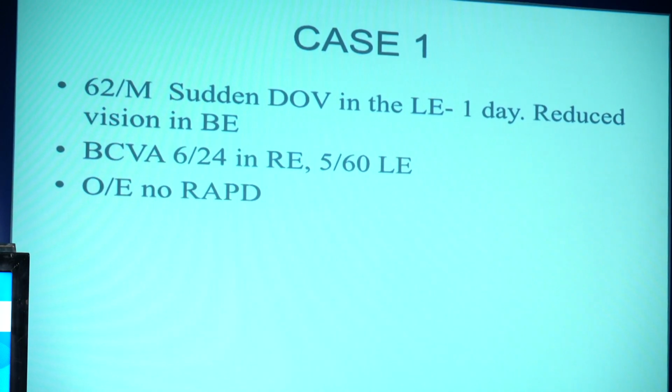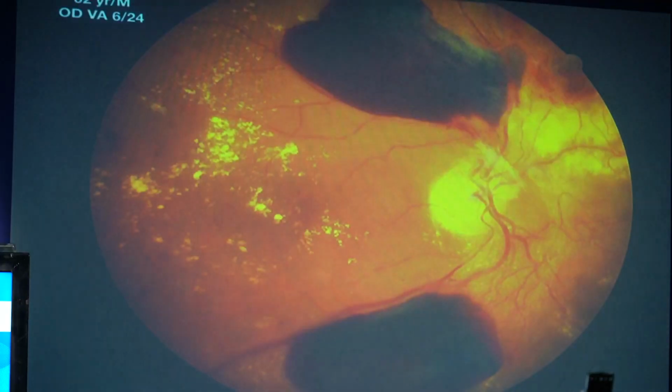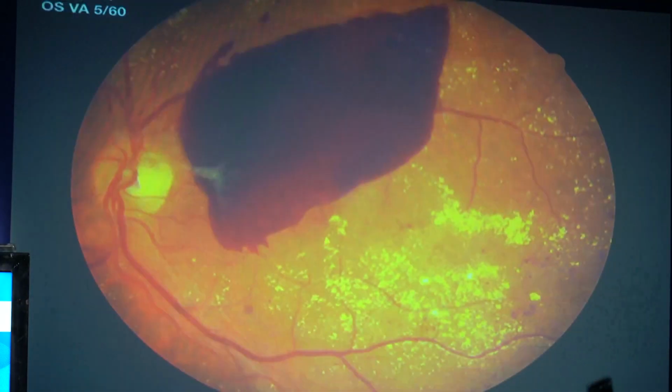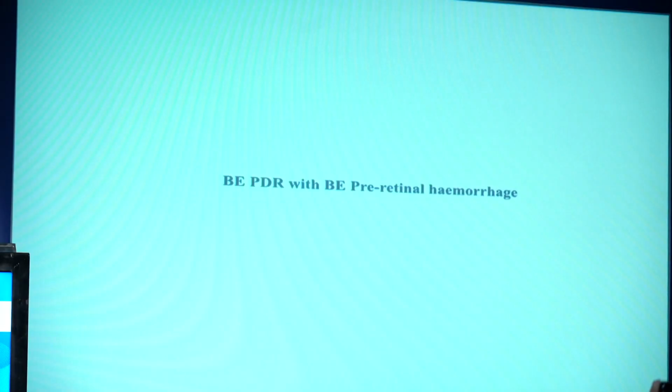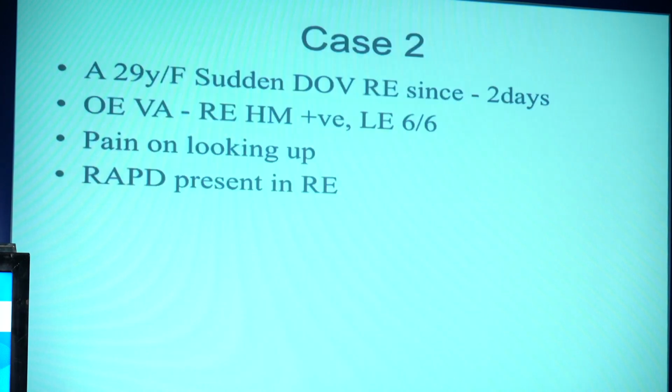So this was the first case, 62-year-old male, sudden dimness of vision in the left eye. He also complained of reduced vision in both eyes. There was no RAPD. This was the fundus picture. So it was a diagnosis of PDR with pre-retinal hemorrhage. So sometimes there can be a pre-retinal hemorrhage in both eyes, which can occur simultaneously. So always, monocular, binocular differentiation does not work. We have to look at each individual patient.